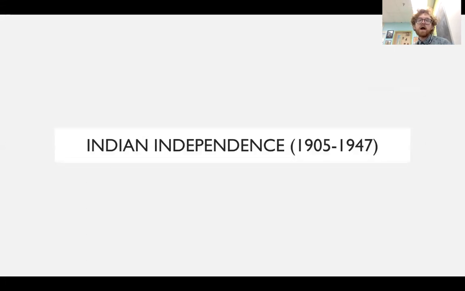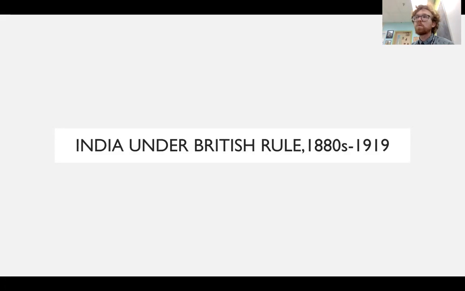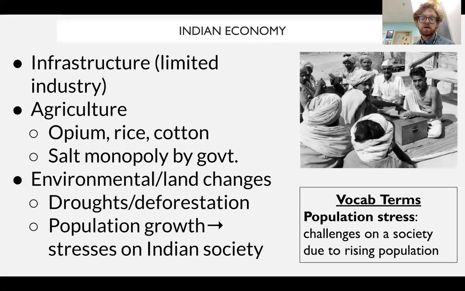Today, as I said, we're going to look at the process by which India will transition from a colonial possession towards an independent country. We're going to look at this early 20th century period. But before we do that, we're going to look at what India looks like under British rule. This is more of a summary of different tensions that exist in colonial India that are contributing to Indian independence. So let's first look at some economic tensions.